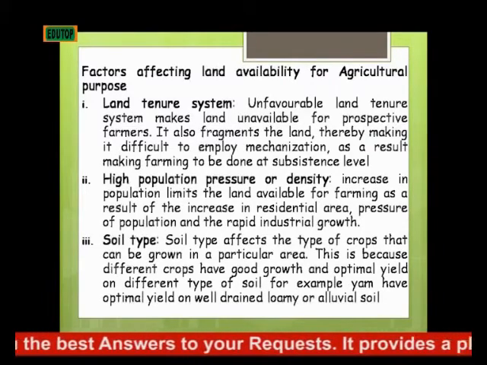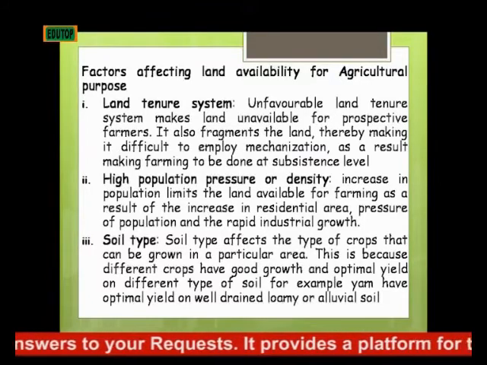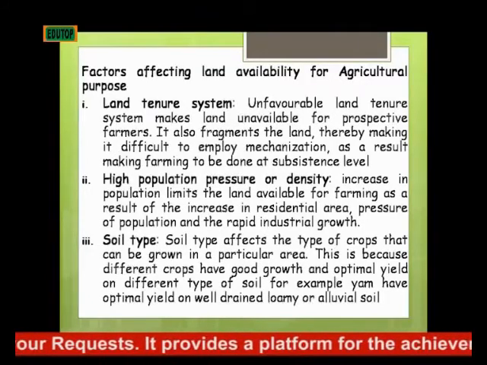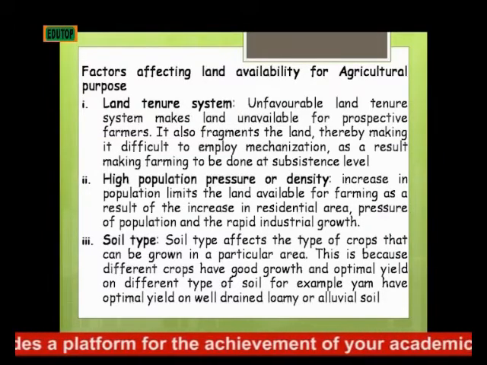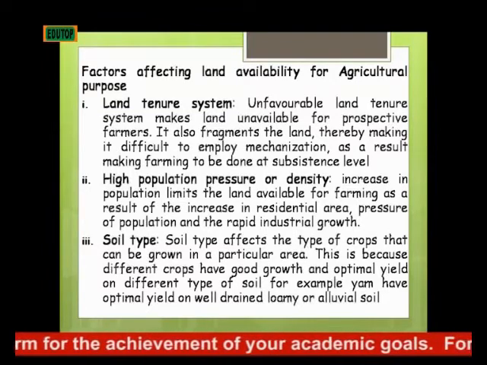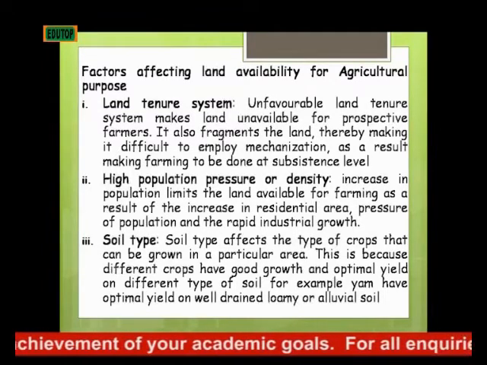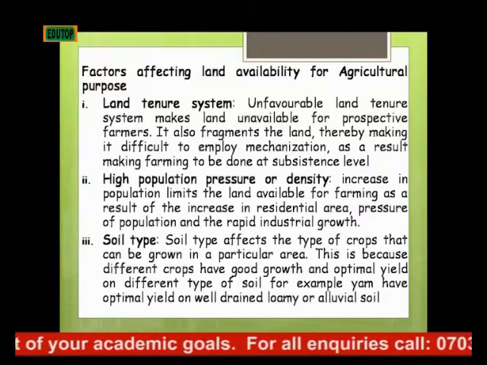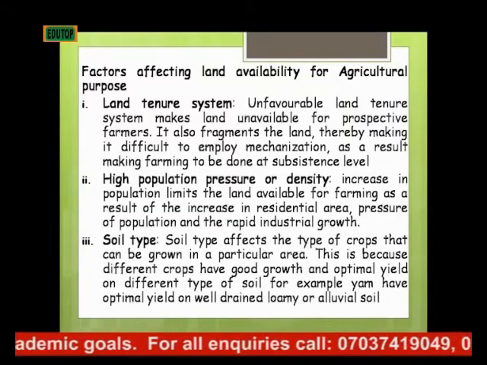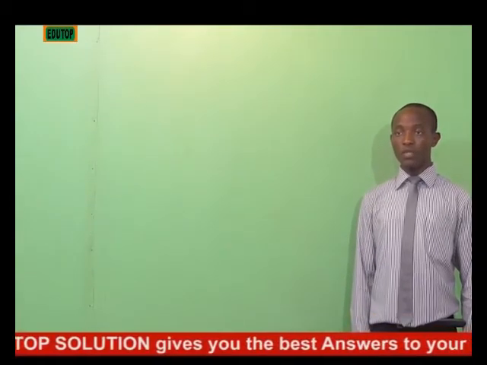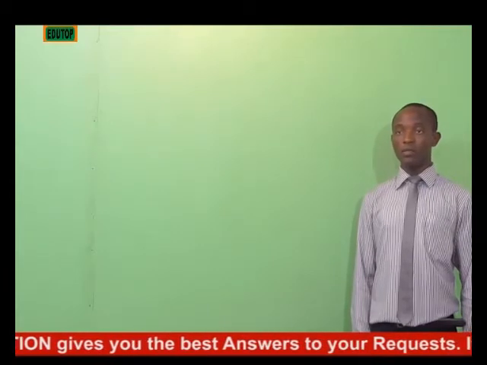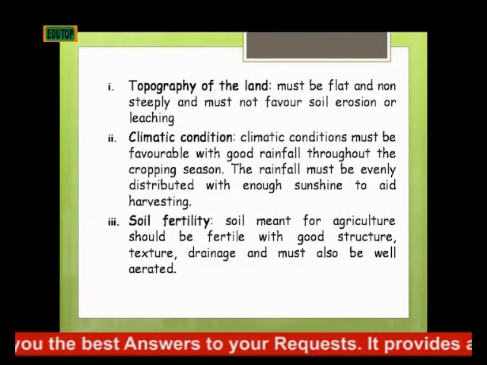Then the third factor that affects the availability of land for agricultural purpose is the soil type. Soil type affects the type of crops that can be grown in a particular area. This is because different crops have good growth and optimal yield on different types of soil. For example, yam has optimal yield on well-drained, loamy or alluvial soil. That is, if it's not a well-drained loamy soil, the soil won't be suitable. Then the topography of land.